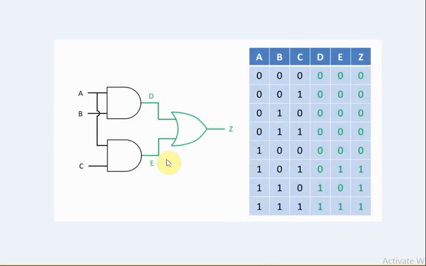What is the Boolean expression? Here the gate is OR, no? This branch is A and B, or A and C.